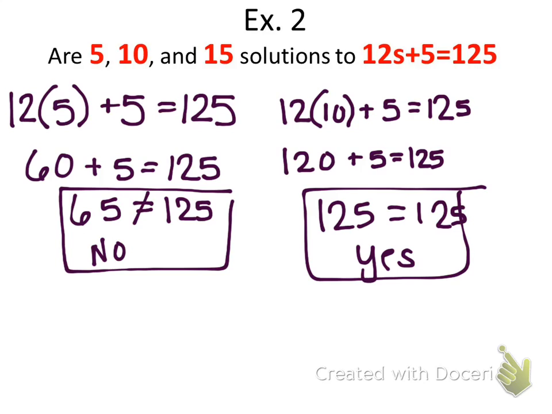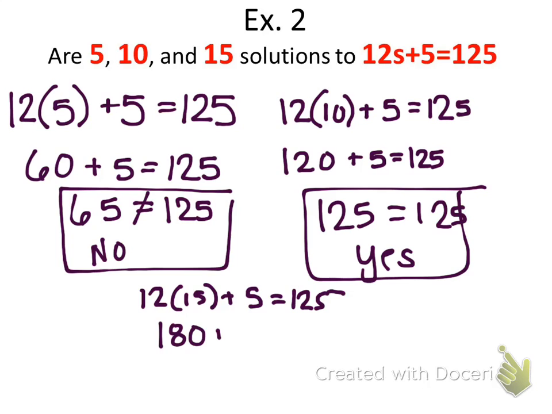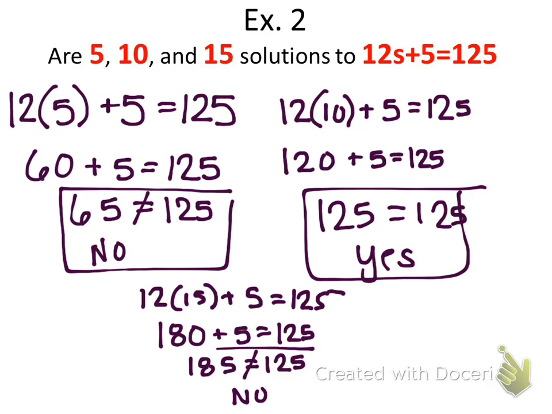Now let's do the last one just to make sure. Okay, I'm going to do it right here on the bottom. We're going to do 12 times 15 plus 5 equals 125. What's 12 times 15? 180. 180 plus 5 is obviously 185. And does 185 equal 125? No. Okay, so here we go.